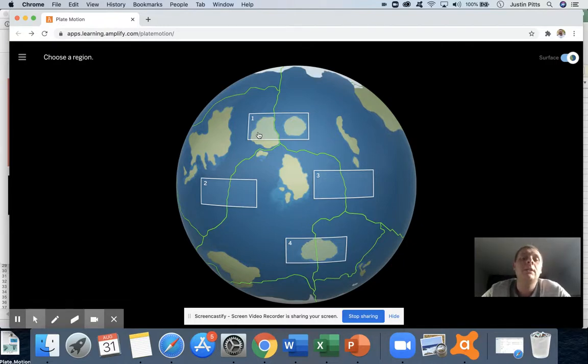Today we're going to take a closer look at the mantle. Recall that the mantle lies below the Earth's crust, in some places between 65 to 100 kilometers. Now, because it's so deep, scientists don't know a lot about the mantle.